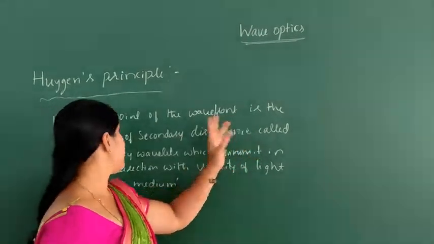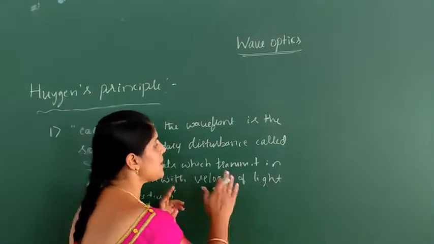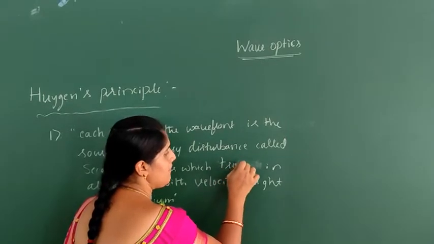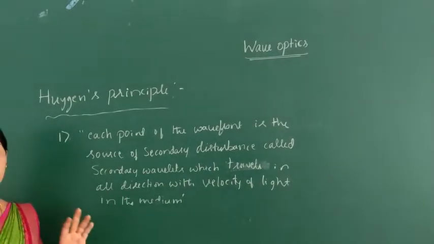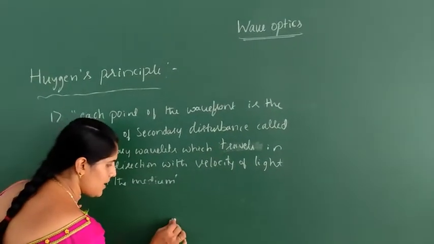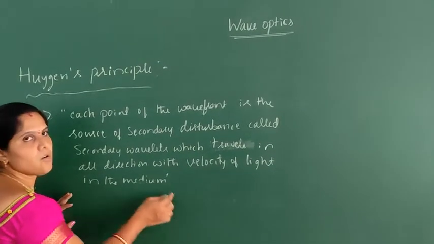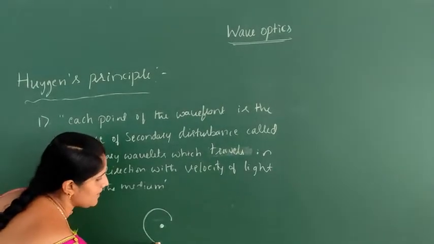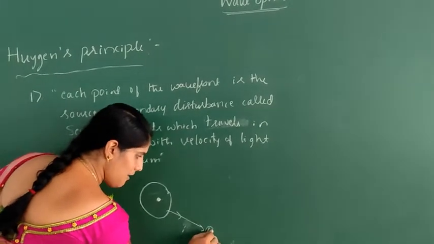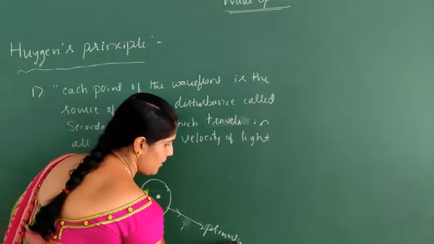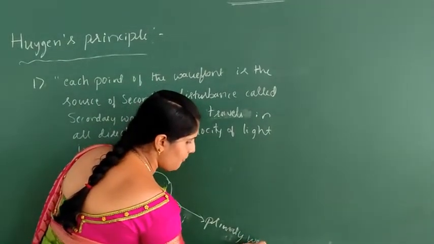Each point of the wavefront is the source of secondary disturbance called secondary wavelets, which travel in all directions with the velocity of light in the medium. That means let us consider a point source like this, which emits light in all directions. Suppose we join the locus of all the points, we will get a spherical wavefront like this. So this is the primary wavefront. By joining the locus of all the points, we get the wavefront that is called the primary wavefront.